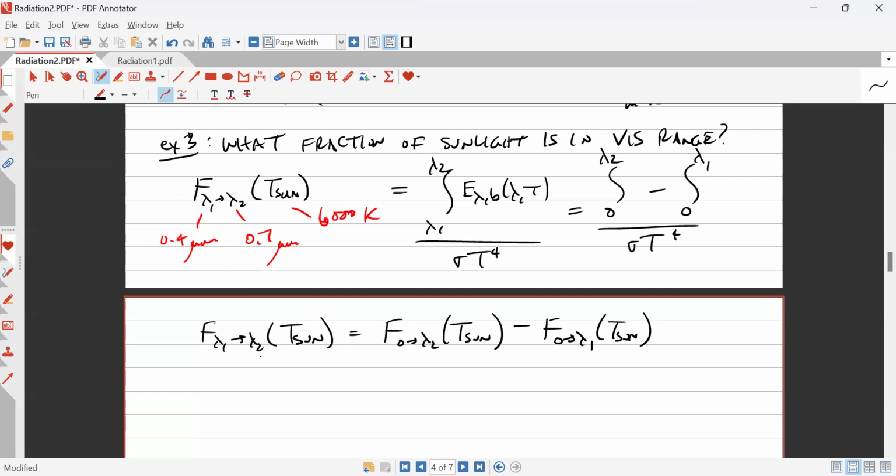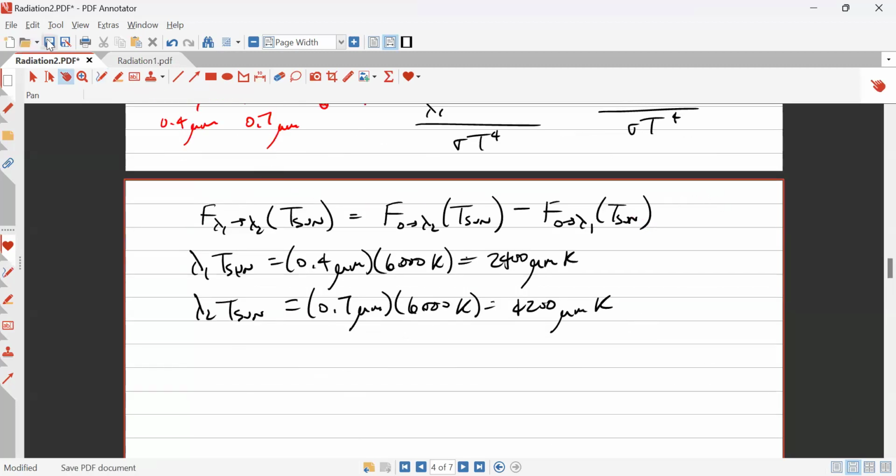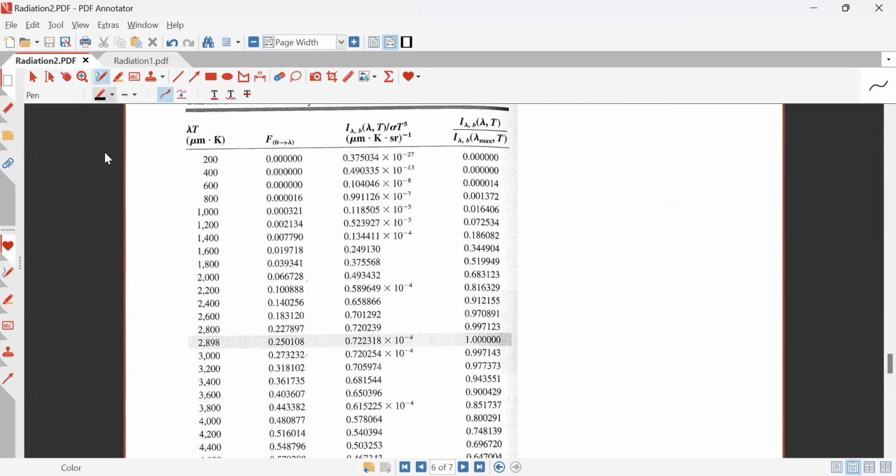Okay, how do we get what these fractions are? Remember, it's the product of lambda times t. So lambda 1 times t sun is equal to 0.4 microns times 6,000 Kelvin, which gets you 2,400 microns Kelvin. Lambda 2 times t sun is 0.7 microns times 6,000 Kelvin, which is equal to 4,200 microns Kelvin. Okay, now that we've got our two magic numbers here, 2,400 microns Kelvin and 4,200 microns Kelvin, let's go down to the tables.